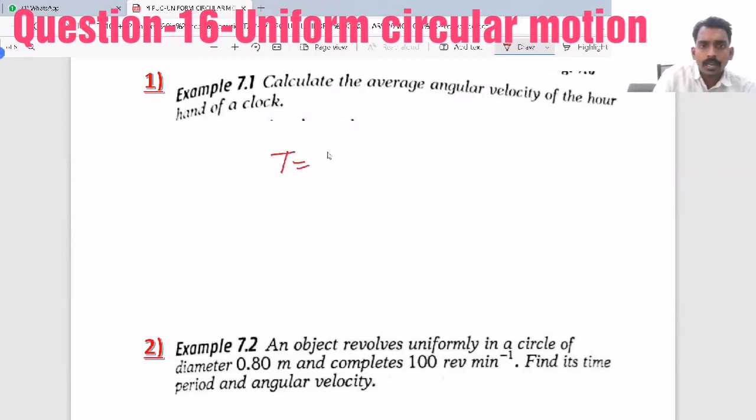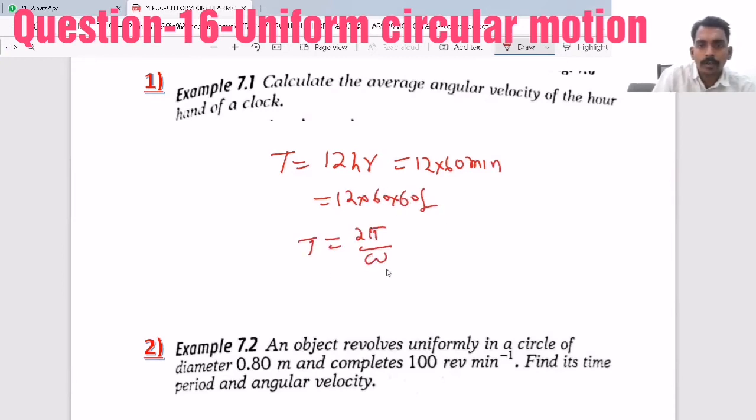Here the time period of the hour hand is 12 hours, nothing but 12 into 60 minutes, nothing but 12 into 60 into 60 seconds. Now T equal to 2 pi by omega, so omega equal to 2 pi by T. This is the angular velocity, and the T value is there.